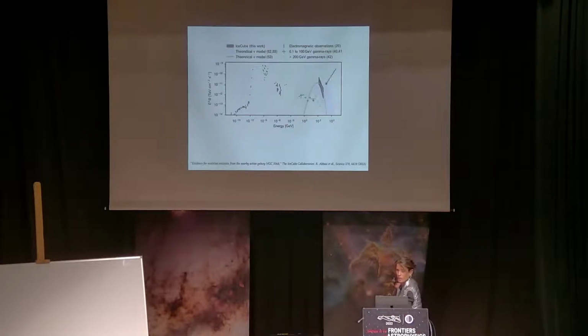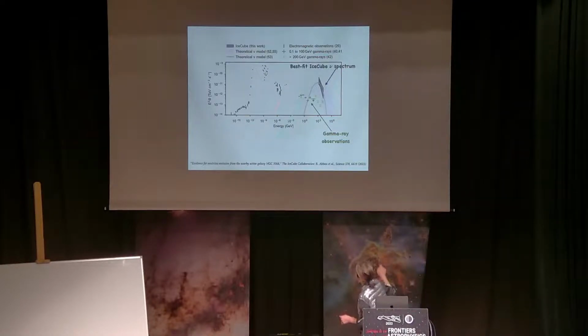So you can see here the best fit IceCube observations, the gamma ray observations, the NGC neutrino emission model, and these are electromagnetic observations. The gamma ray observations are only upper limits, but you can see that the model agrees perfectly with the spectrum that IceCube has measured.